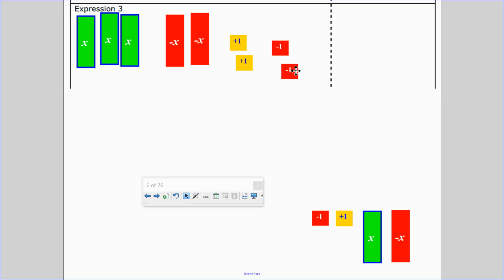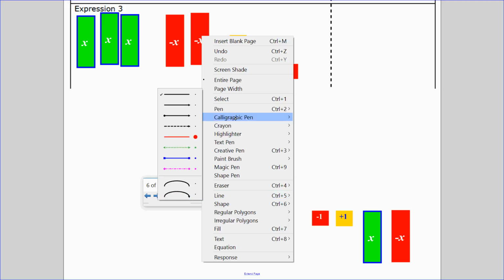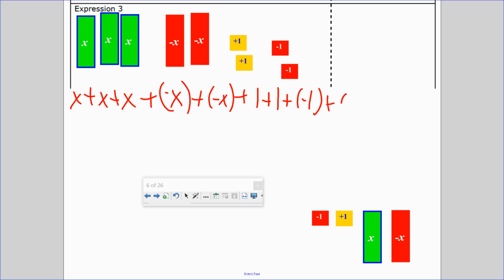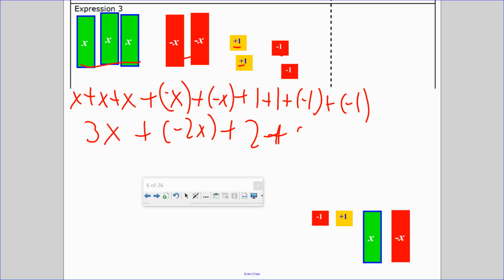And this and this. So let's write out what we have. Two ways I can write it out. I have an x plus x plus x plus negative x plus negative x plus 1, 1 plus negative 1 plus negative 1. Can I simplify it a little more? Well, these are 3x's plus these are how many x's? How many negative x's? Negative 2x plus positive 2 plus how many negatives? Negative 2. Now it's time to zero pair them out.